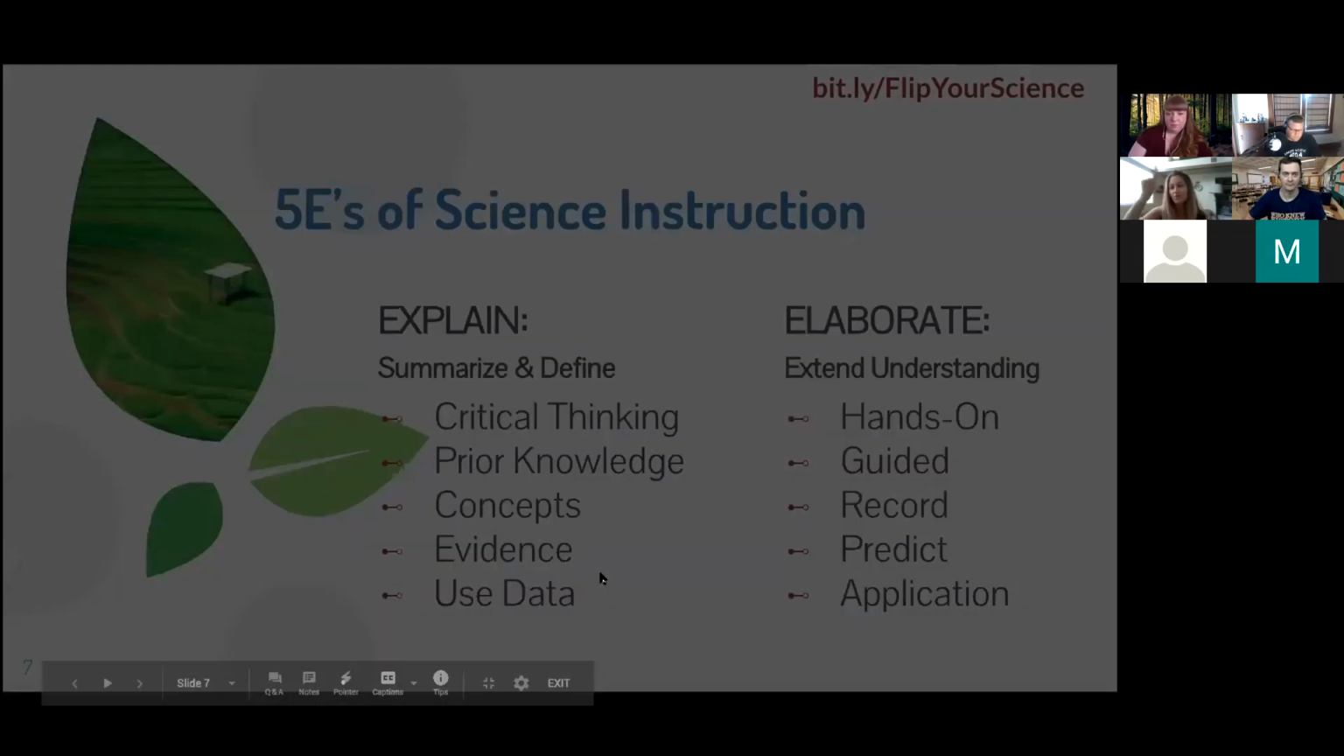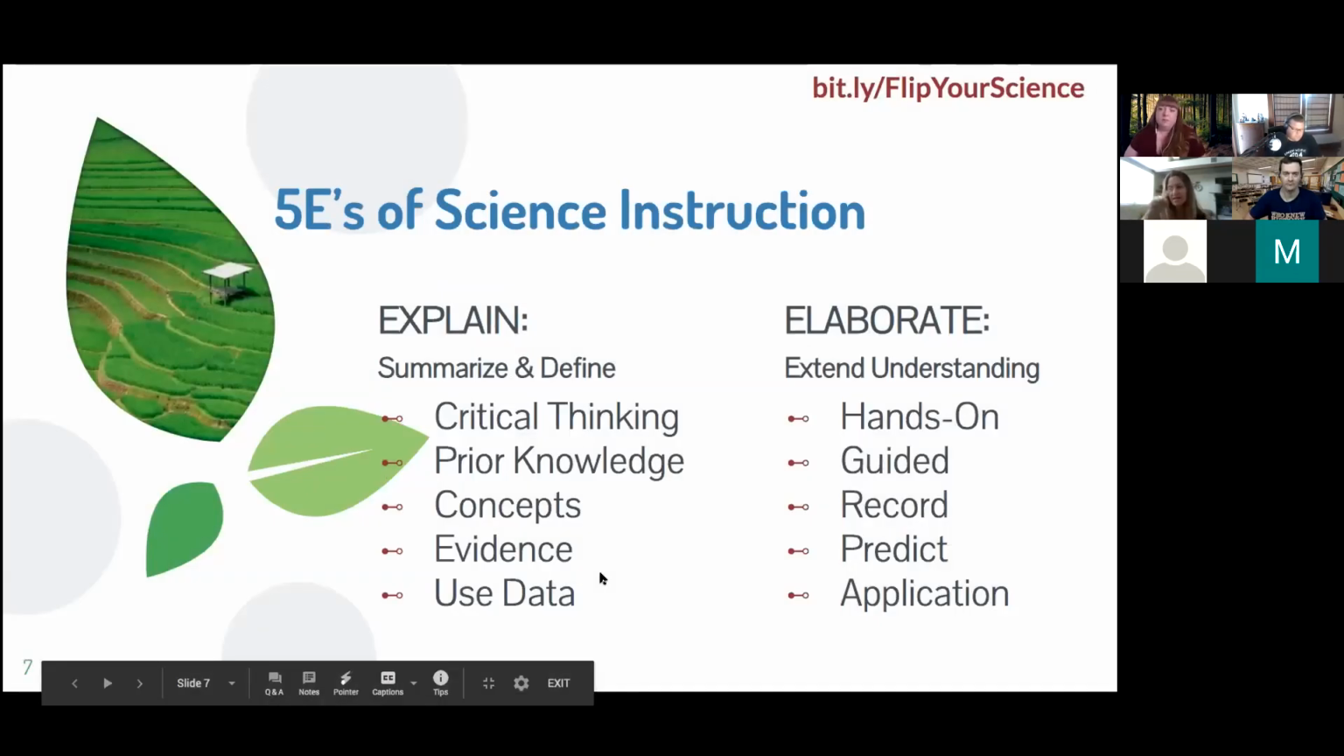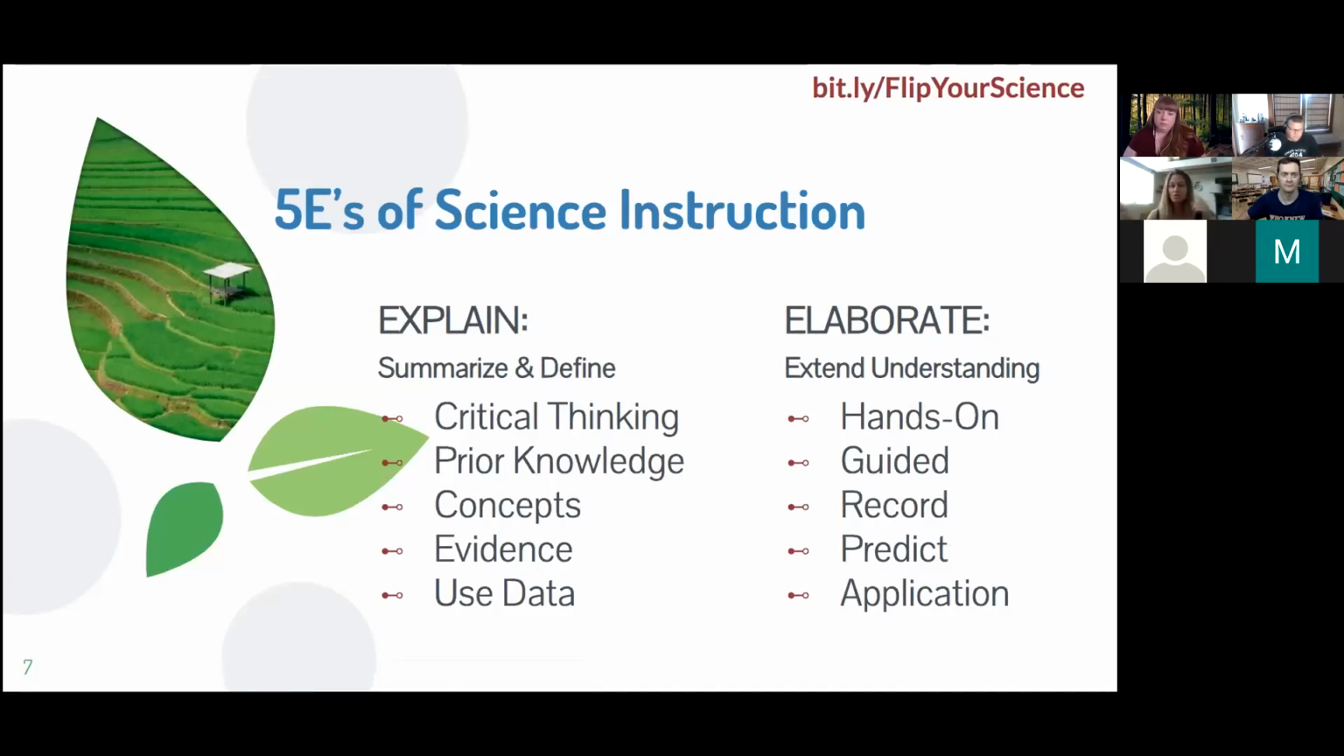And these can go full circle and back again. It's not a linear lesson, so it can toggle back and forth. Explaining, so summarizing and defining, using that academic language, also getting critical thinking, building on that prior knowledge, using data and evidence. And then we have the elaboration part, which is extending that understanding. So again, this is where critical thinking and that rigor still applies.